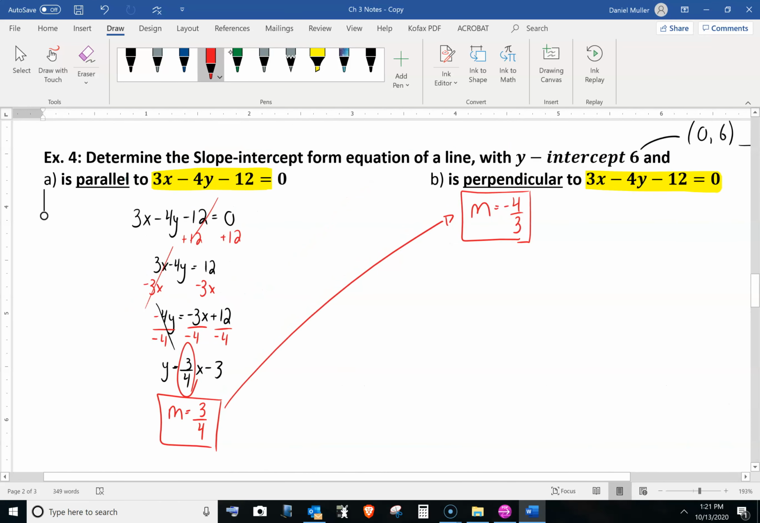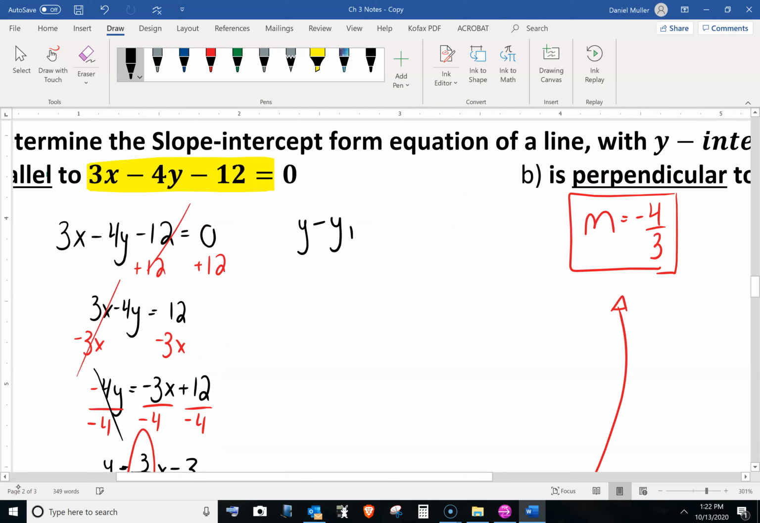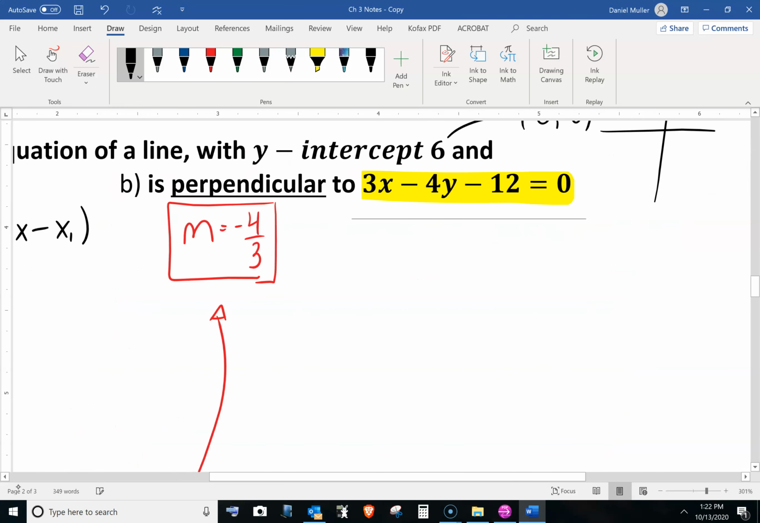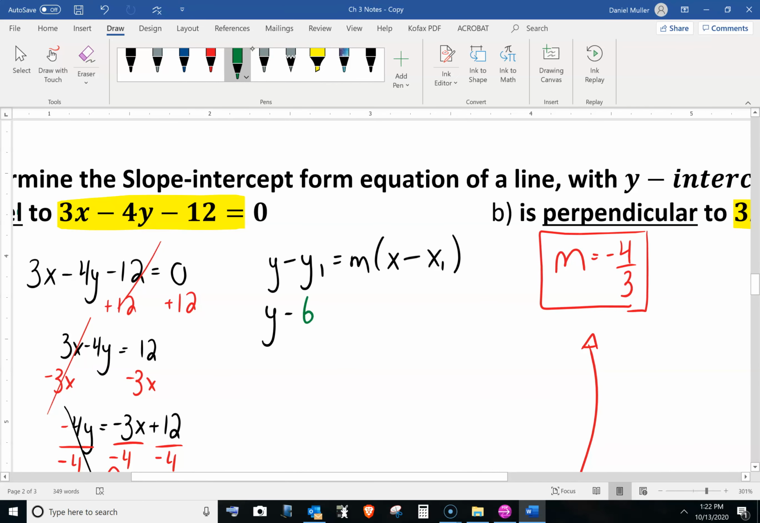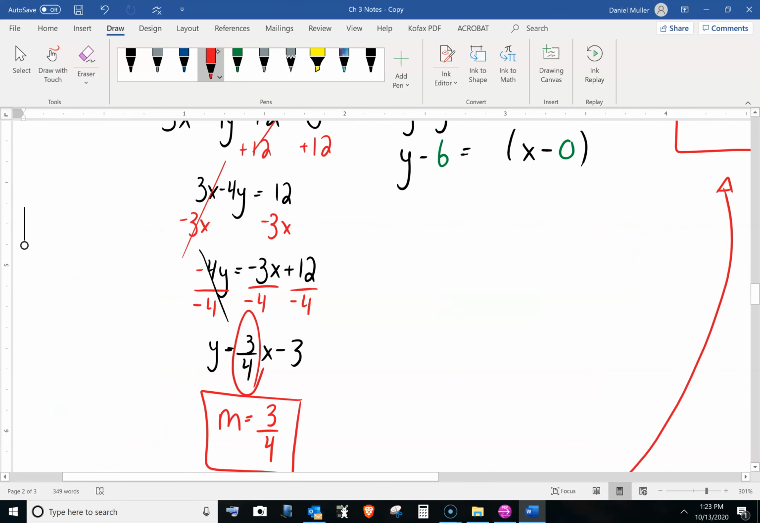Now, I haven't even done the question yet. I need to come up with the equation of a line. So I'll do that here. y minus y1 equals m bracket x minus x1. And do I know what the y1 is? Because that's our point. Of course, I didn't write it. x1, y1. So our y1 is 6. And lucky for us, the x1 is 0. So x minus 0. And our m here, I forgot, what was our m? 3 over 4.